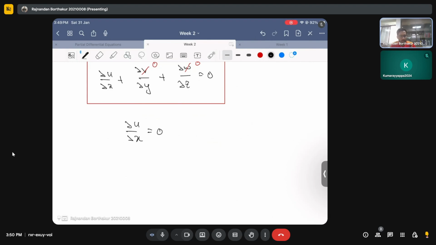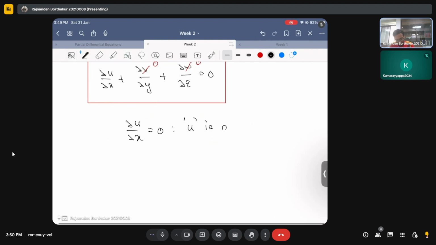So this del u del x equal to 0 just says that the only velocity field that we have, which is the x directional velocity field, is not a function of x. Okay, this says that your u is not a function of x.